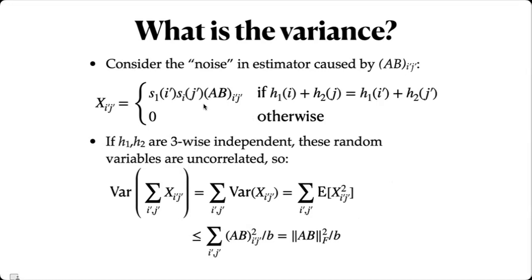The only way that we get something with expected value that is non-zero is, again, if we have a collision, but this time it should be a hash collision. So, if the sum of hash values of i and j is equal to the sum of hash values of i prime and j prime, then i prime j prime contributes to the noise. But basically, again, this is a random event that happens with probability 1 over b.